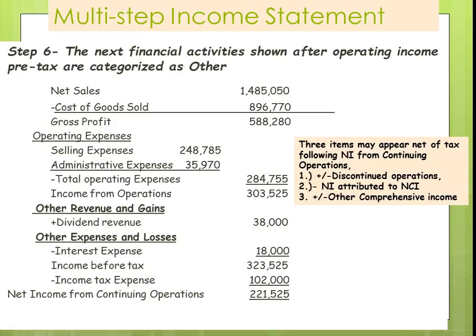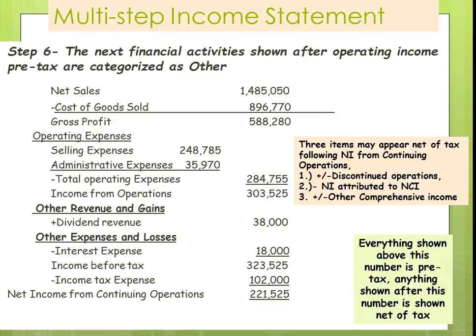Now, if we had any discontinued operations, any non-controlling interests, net income that we would back out because of non-controlling interest, or we had any other comprehensive income, we would show those as line items, net of tax. Again, everything below that number is going to be net of tax, and this becomes net income if you have no other transactions. This concludes Chapter 4, Part 1, Multi-Step Income Statement, and now we move to Part 2.